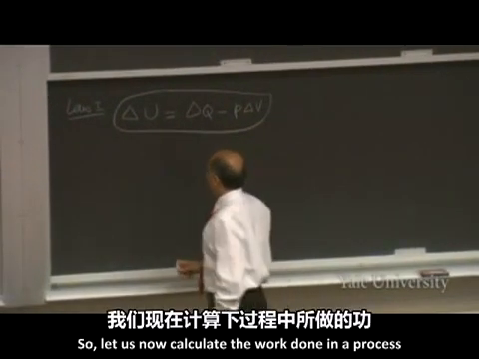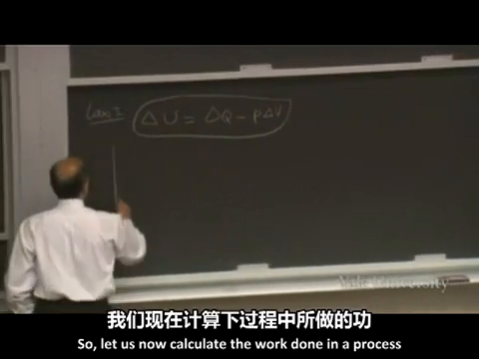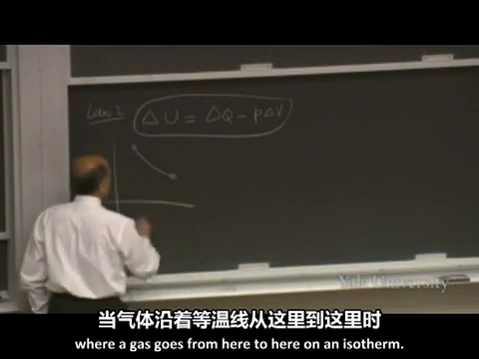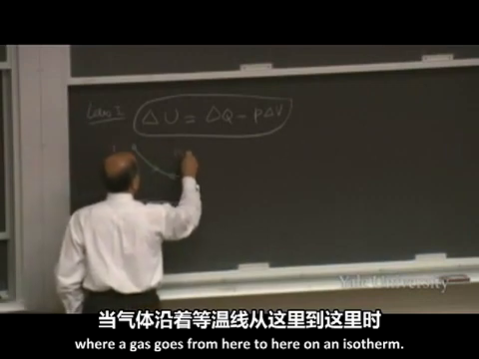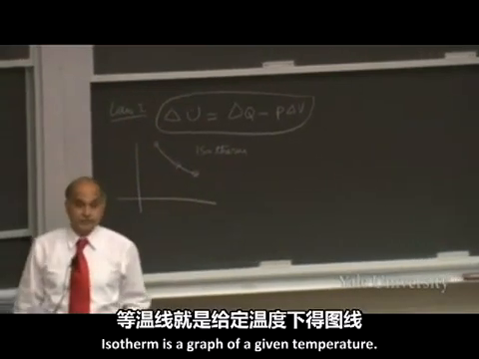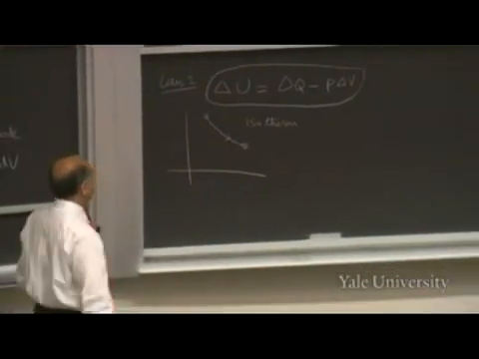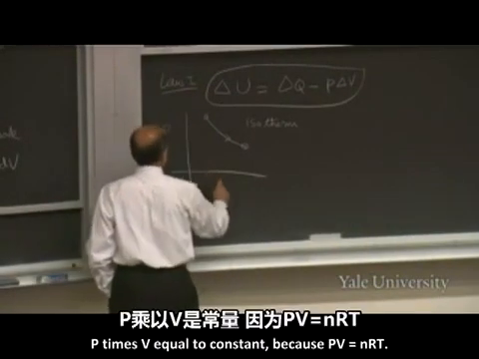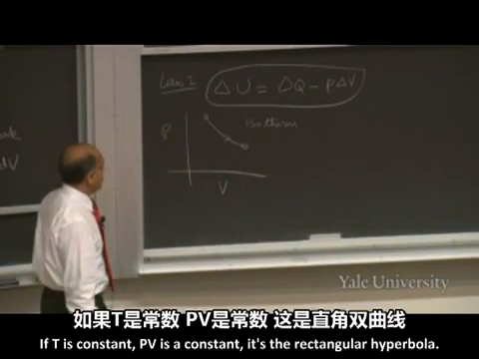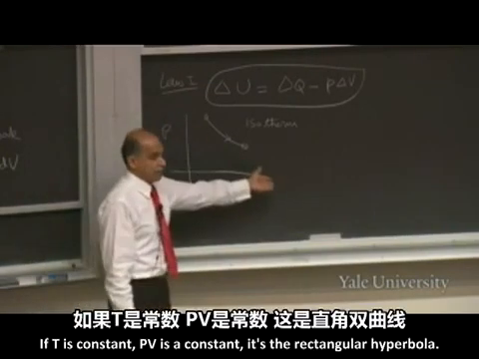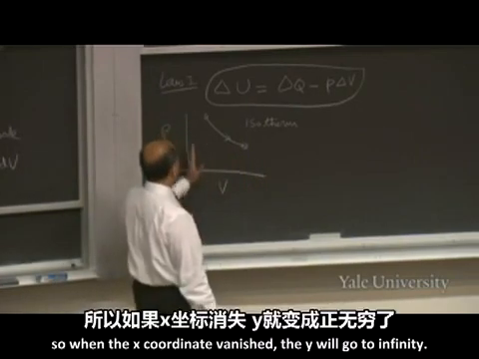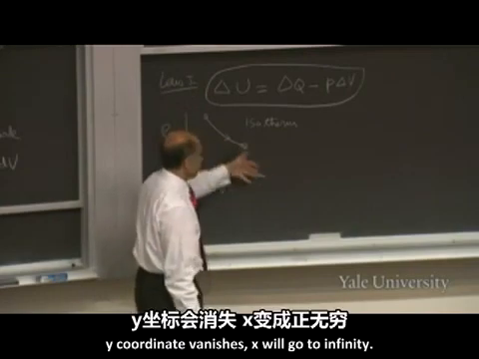So let us now calculate the work done in a process where a gas goes from here to here on an isotherm. An isotherm is a graph of a given temperature. So this is a graph of P times V equal to a constant, because PV equals nRT. If T is constant, PV is a constant. It's a rectangular hyperbola. The product of the x and y coordinates is constant. So when the x coordinate vanishes, the y will go to infinity. When the y coordinate vanishes, x will go to infinity.